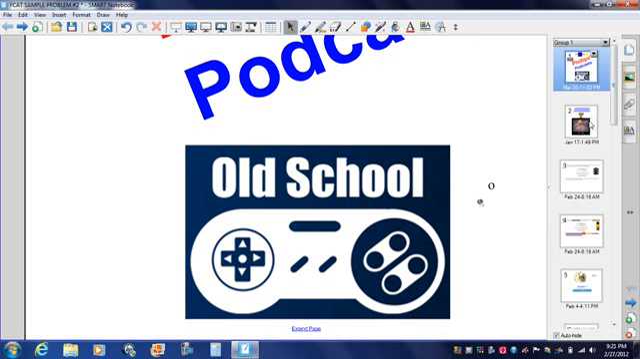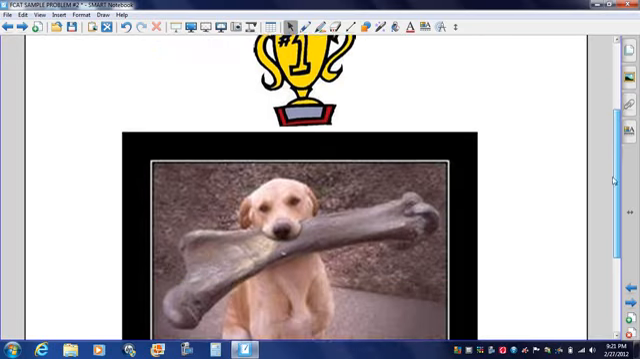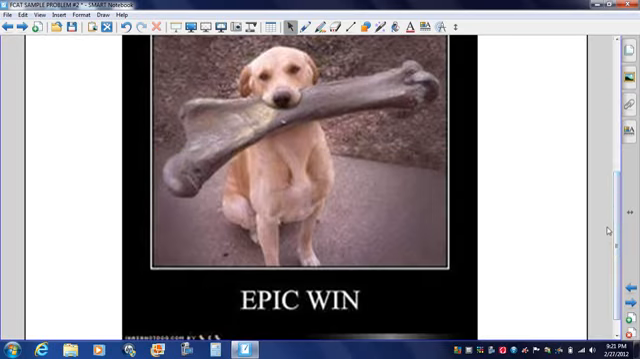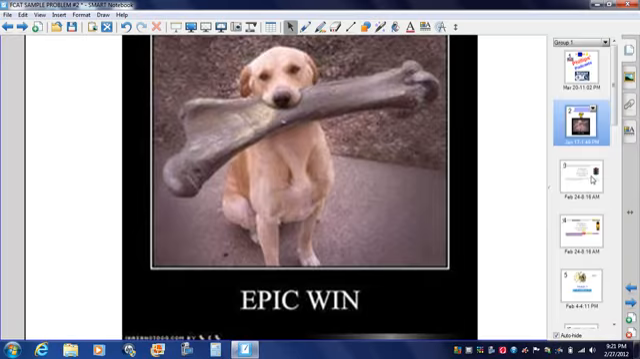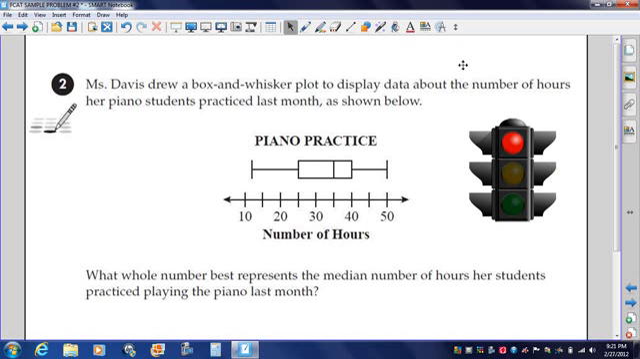We're going to continue our series of podcasts to get you ready for the FCAT in April, so you can be like the dog here and not be epic fail, but epic win. Today's podcast is going to be on problem number 2, square root of 4. Perfect square, rational number. Nice. The Bears from your FCAT review. So please take a moment and red light, stop, and read the problem.